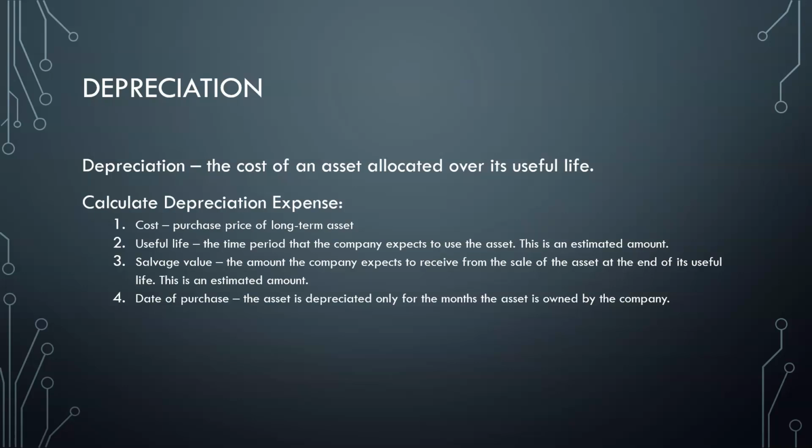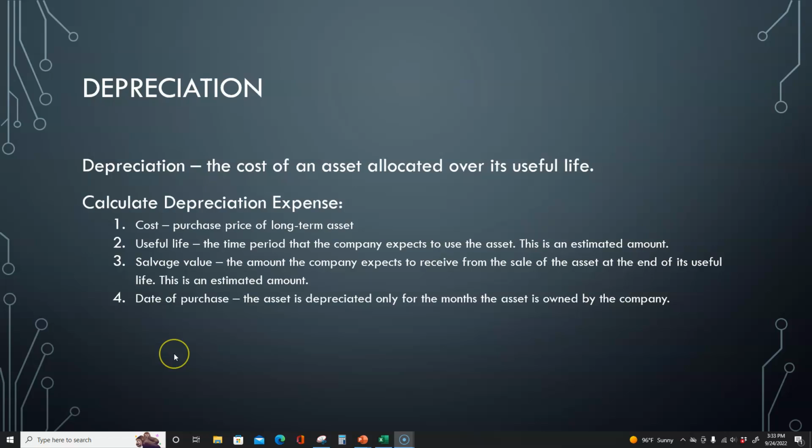And the rule that you need to remember is that assets are depreciated only for the months the asset is owned by the company. If a company bought an asset in the middle of the year, then only half the year of depreciation will be recorded for the year of purchase. Again, we'll talk about that later, but for now, just know what items you need to calculate depreciation expense.